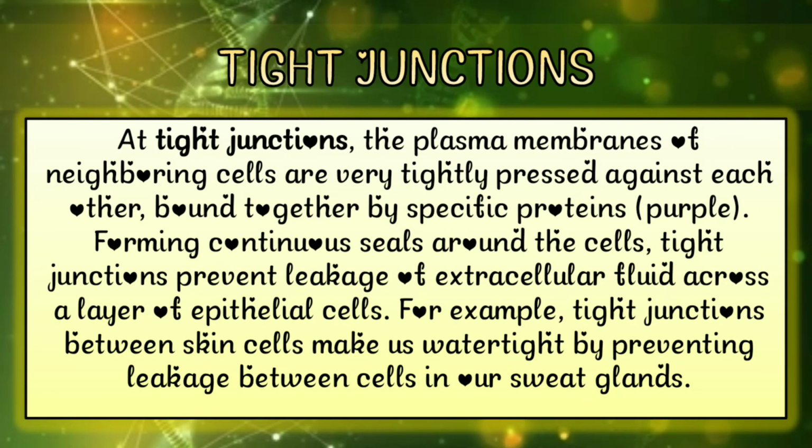What are tight junctions? In tight junctions, the plasma membranes of neighboring cells are very tightly pressed against each other, bound together by specific proteins, forming continuous seals around the cells. Tight junctions prevent leakage of extracellular fluid across a layer of epithelial cells. For example, tight junctions between skin cells make us watertight by preventing leakage between cells in our sweat glands.